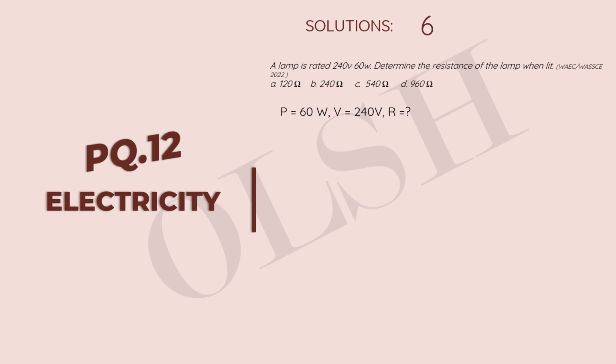So we're about to find R. We do the same thing. P is equal to V squared over R, and we know R is equal to V squared over P. If we make R the subject of formula, we have 240 squared all over 60 watts, and that gives us 960 ohms.